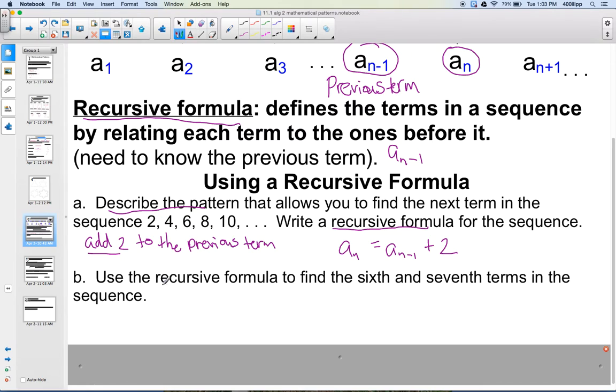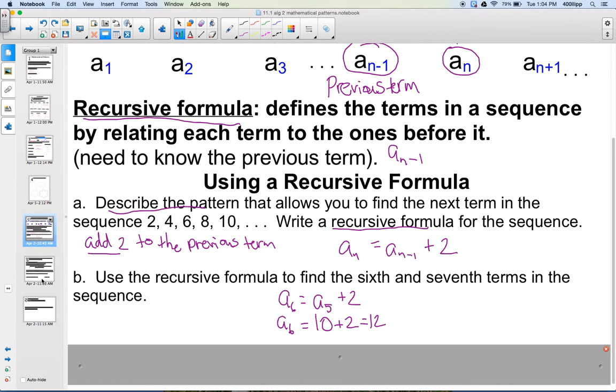Okay, then you can use the recursive formula to find the 6th and 7th term. This is the first term, second, third, fourth, the 5th. So the 6th term, a sub 6, will just be the previous term, which is a sub 5, plus 2. A sub 5 we already know is 10. Plus 2 is 12.